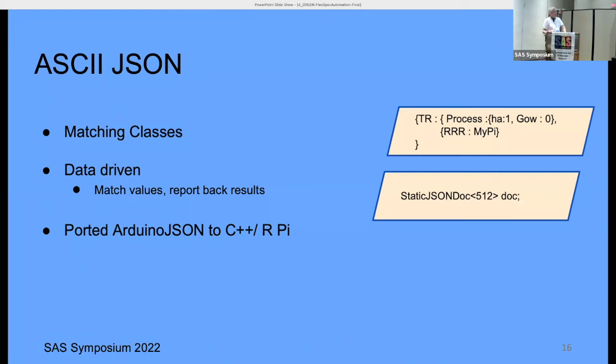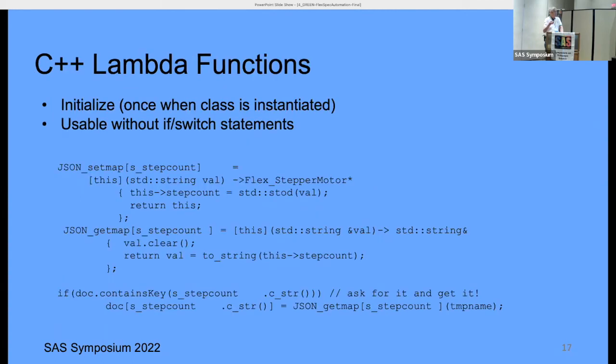This is kind of what the JSON string looks like. It's probably a little hard for you guys in the back to read. If you care about it, you know about it. If you don't, you probably don't need to read it. It is data driven. In other words, we're just matching these data templates, so it's not command driven. And it's been ported to where it's been ported.